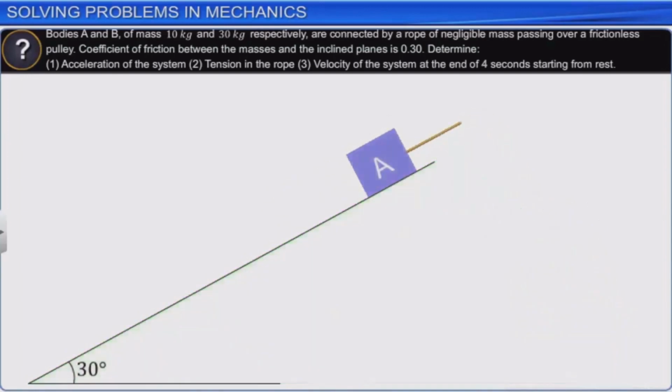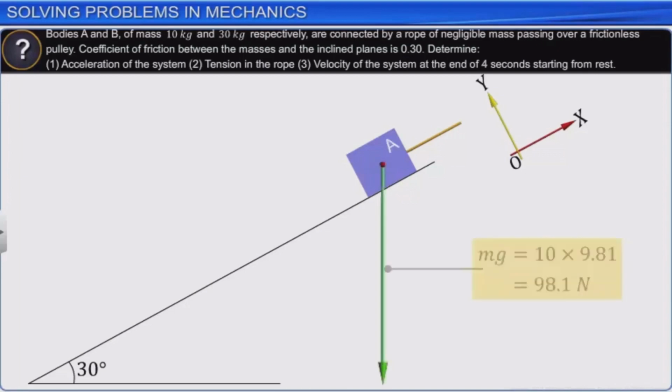Next, we choose a convenient coordinate system, XY, such that X is parallel to the inclined plane and Y is perpendicular to it. We choose X parallel to the plane, as body A is likely to move along the plane. This will make the application of Newton's laws of motion easier. Then, we denote the forces on body A, which are its weight, mg, or 98.1 newtons, and tension in the rope, T, which is unknown.